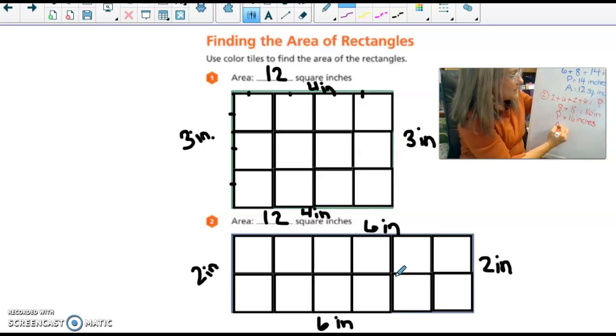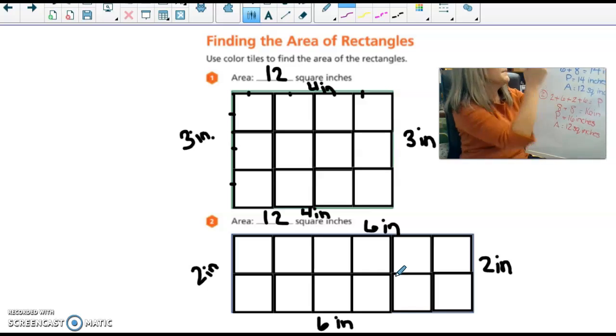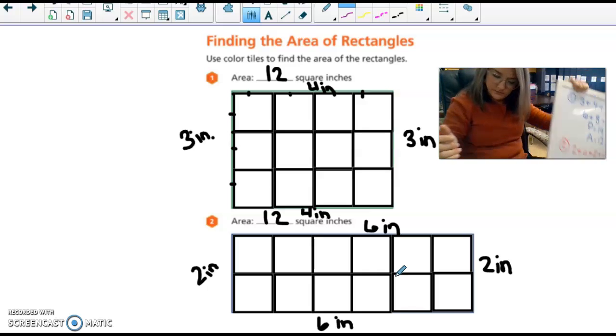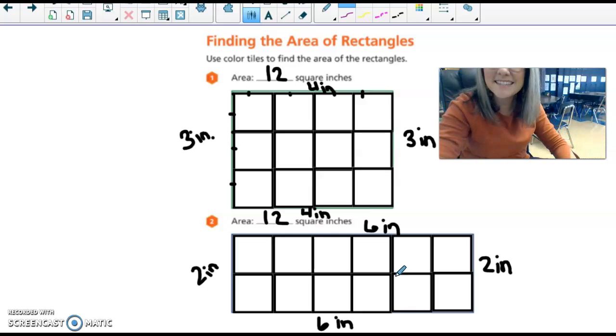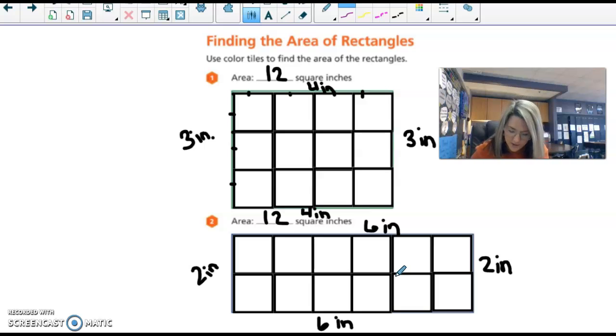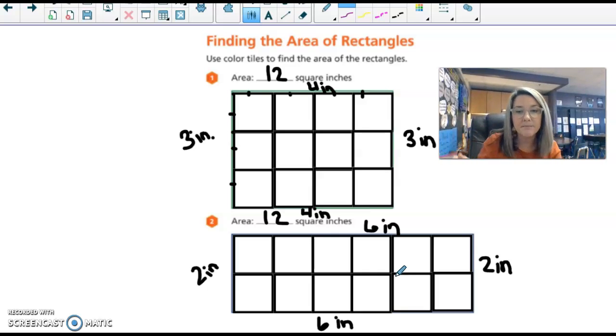But the area is 12 square inches. So even though they had the same area, they did not have the same perimeter. Did that surprise you? Does it make sense to you that 2 shapes with the same area could have different perimeters? Yeah, because by looking at them, you can see that they have different measurements.